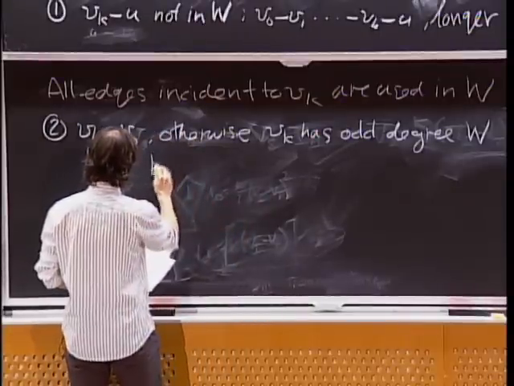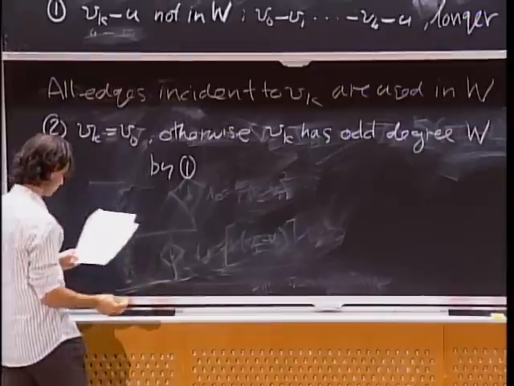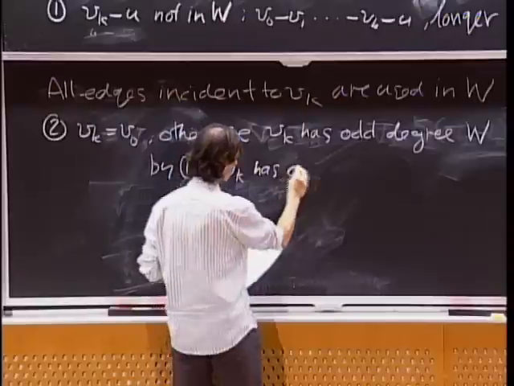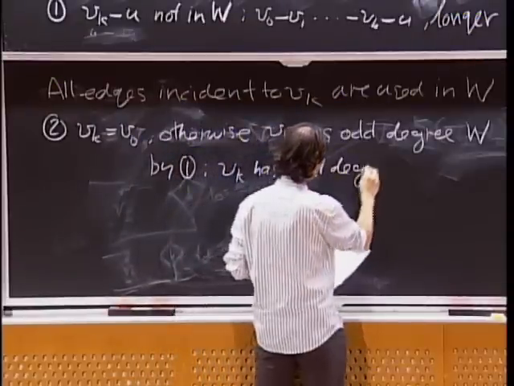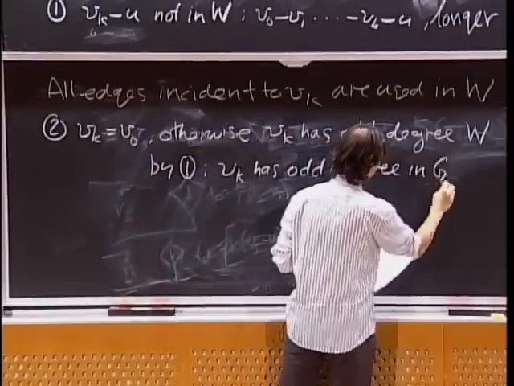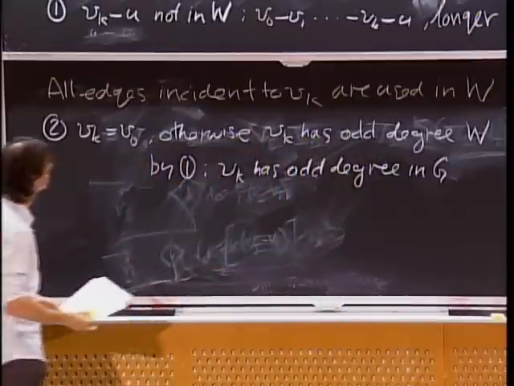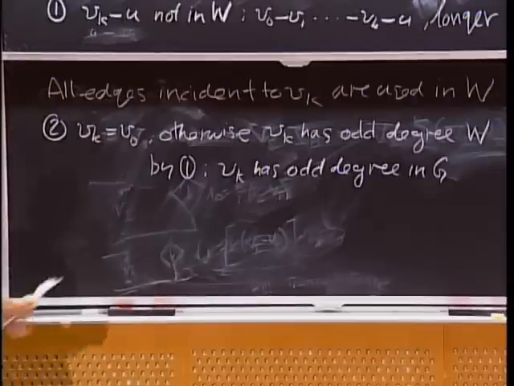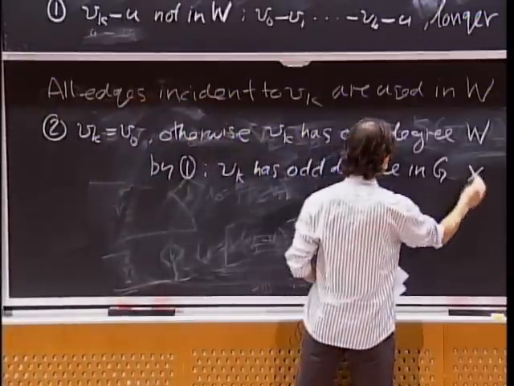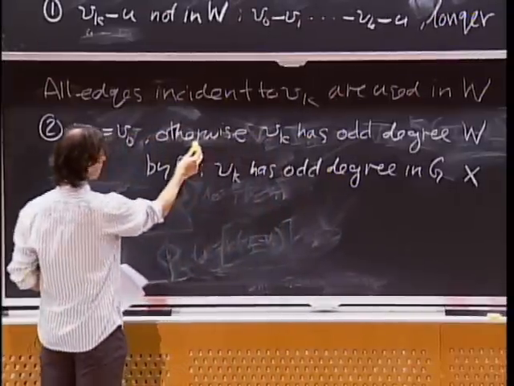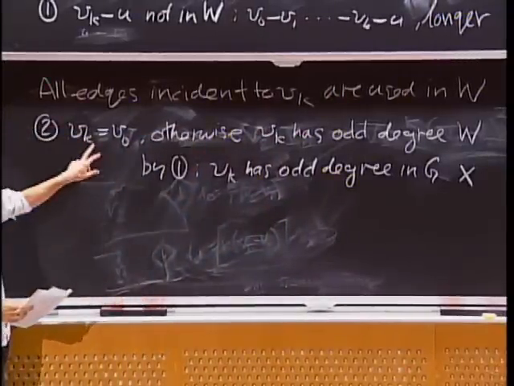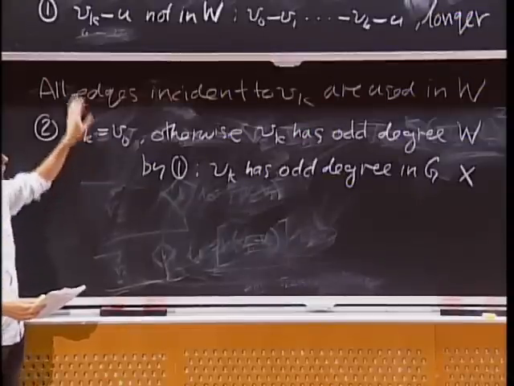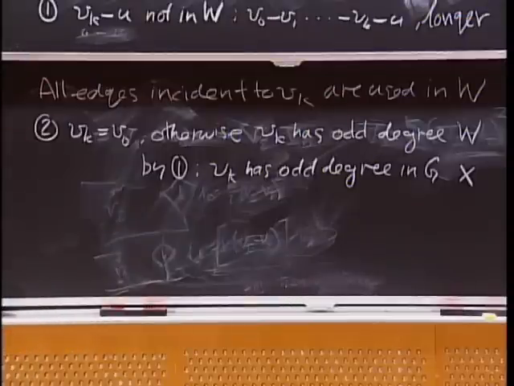So we will use the first statement over here. So by 1, we have that Vk has odd degree in G. And now we come to what you were saying. We have assumed over here that the degree is even. So this cannot be the case. So that's a contradiction. So we know that the otherwise situation cannot occur. So we know that Vk must be equal to V0. So that's proving that we actually have a walk that goes all around.